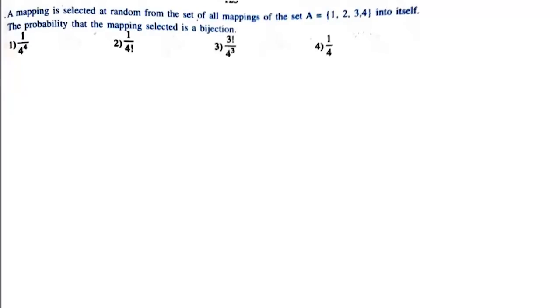Now here the question is, a mapping is selected at random from the set of all mappings of the set A = {1, 2, 3, 4} to itself. The probability that the mapping selected is a bijection. Now the total number of mappings.